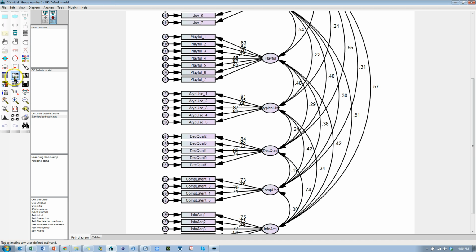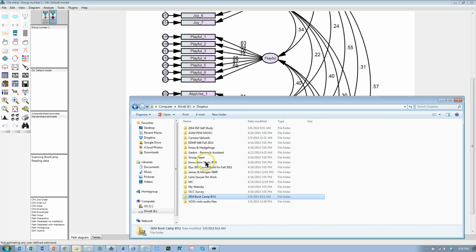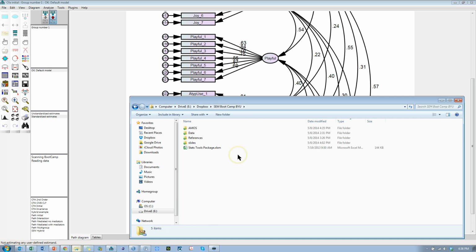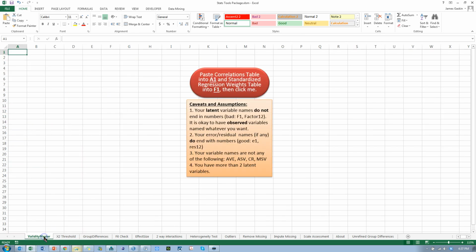Okay, ignore that. I have a stats tools package. If you go to the Dropbox, and remember, don't go to the Dropbox. Get your own copy. It just works in a browser instead of in Excel, for those who had trouble with the Excel version. So here's the stats tools package. I'm going to open it up. It works in Excel. I have something called the Validity Master. It's the first sheet down here.